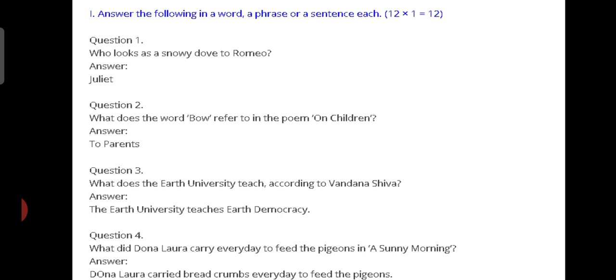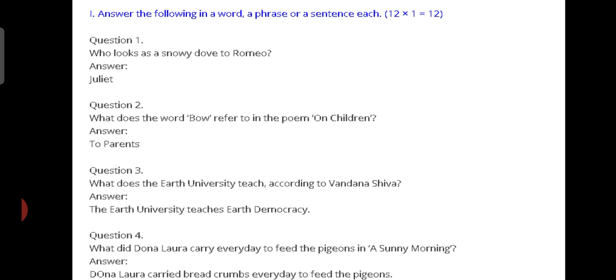Next question. What does the word bow refer to in the poem On Children? Again, there is a bow and arrow comparison at the end of the poem On Children. So, bows are parents and arrows are children. Please remember, arrows are going far. Bows do not go. The bow will be stable at one place and arrows will go far away with the help of the bow. So bow is parents and arrows are children. Please keep that in mind.